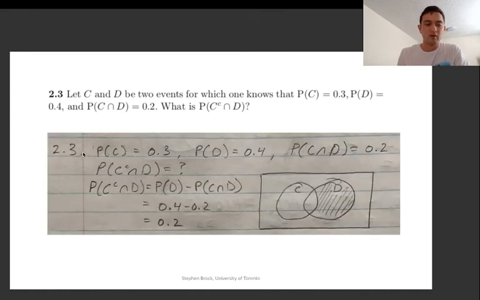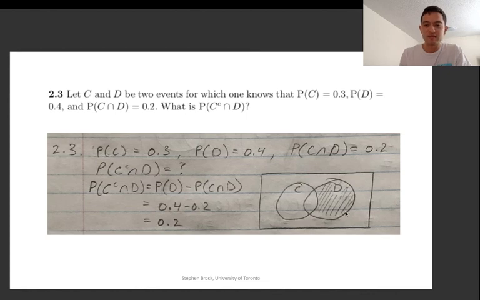So we have probability of C is equal to 0.3, probability of D is 0.4, so this is all the information that we know, and this is what we're trying to find out. And so if we draw a diagram right here, we can see that we have a C here, we have D here, and we're looking for everything outside of C, that's C complement, and that is inside the circle D, and that's just this shaded area here.